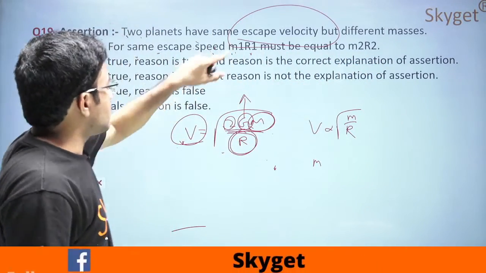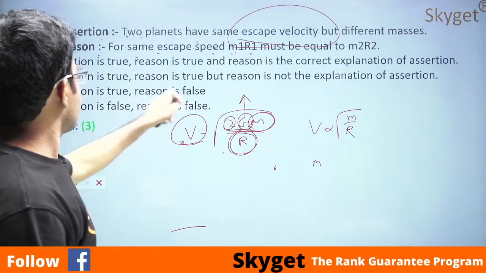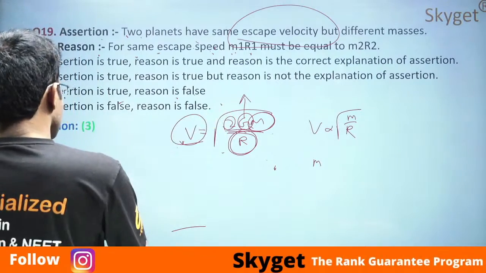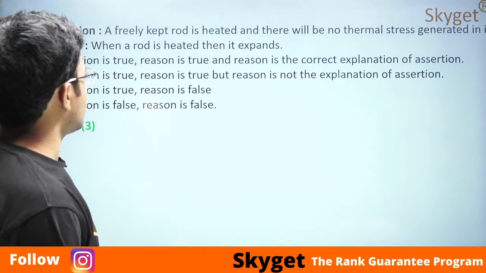So this reason is wrong. So it is option 3, where the assertion is true and the reason is false. Next, we have the last problem, problem number 20.